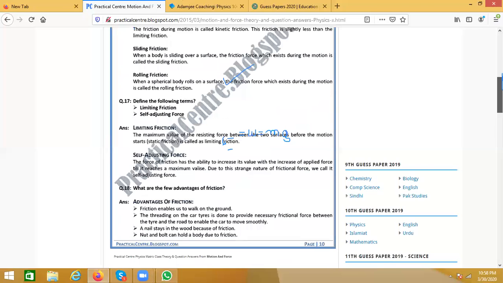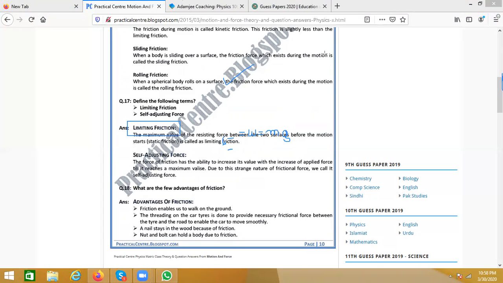Okay, then limiting friction. What is limiting friction? Remember these. Let me circle here, let me just highlight this portion. If you can see here, this one, limiting friction, mainly.